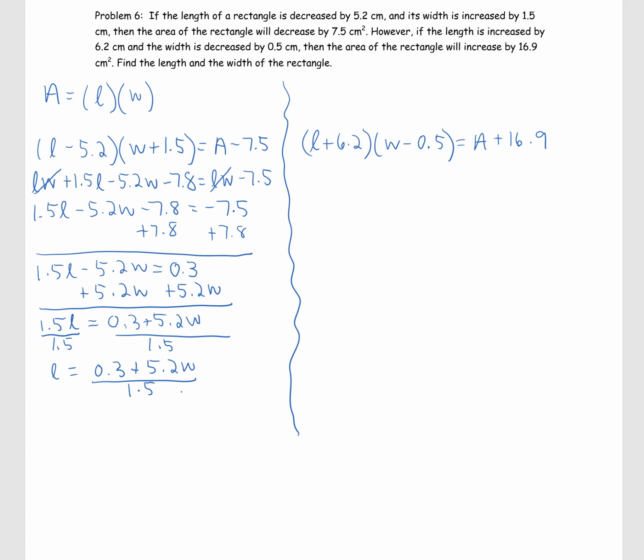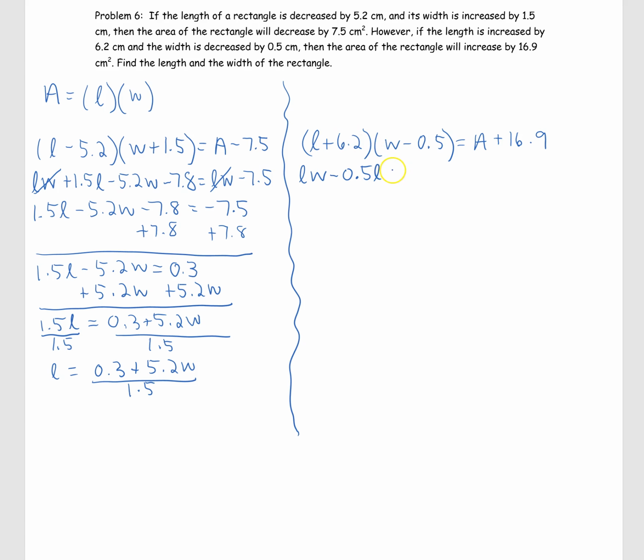But this is a bit messy, so what I'm going to do first with this equation on the right is rewrite it a bit to make it a little bit neater. And I'm going to do the same thing I did for this first equation. I'm going to multiply out these parentheses. This gives me L times W for that first bit, and then L times negative 0.5 is negative 0.5 L.